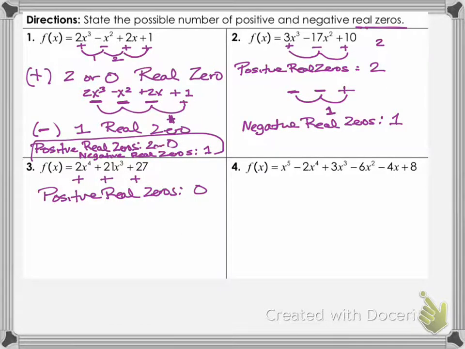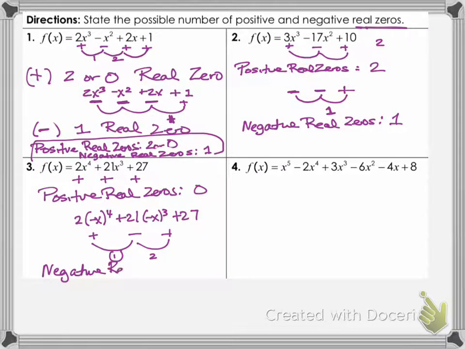And now, let's see. If I put a negative in here, this would be 2 negative x to the 4th plus 21 negative x cubed plus 27. I'm sort of showing you how to do that. So this stays the same. So this would still be positive. This would change to negative, and this would be positive. So I have a sign change here, and I have a sign change here. So negative real zeros would be 2 or 0.